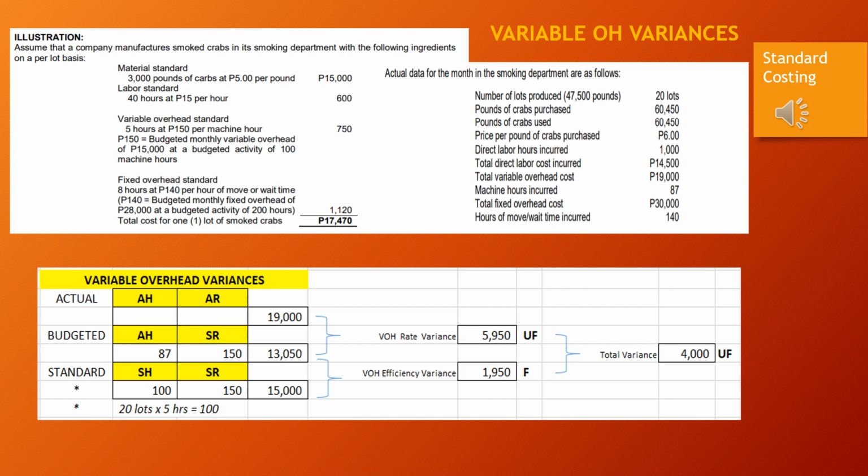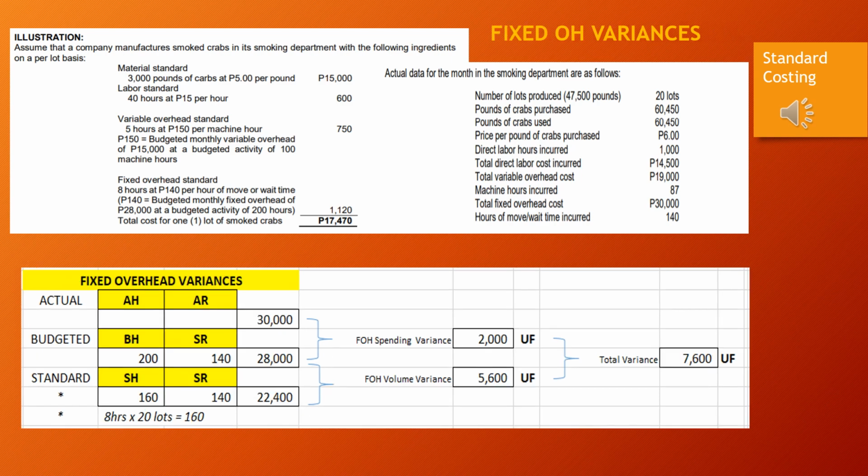Now, for the total variance, deduct 5,000 unfavorable to 1,950 favorable. Therefore, our total variance is 4,000 unfavorable. We are now on the last variance, which is the fixed overhead variances. So again, we are going to compute for the fixed overhead spending variance and the fixed overhead volume variance. So we still have actual, budgeted, and standard.